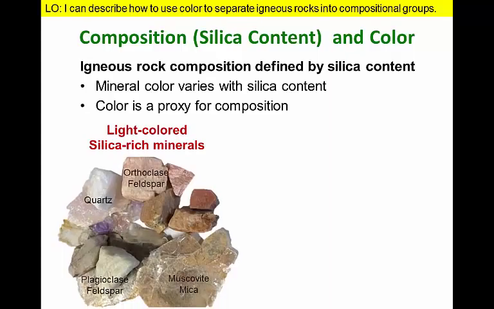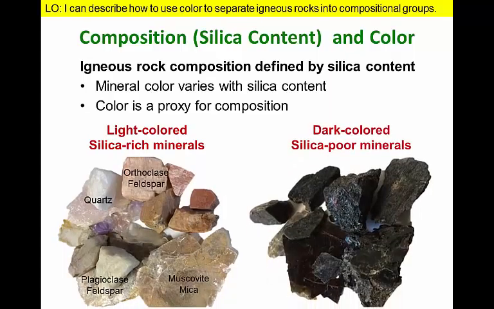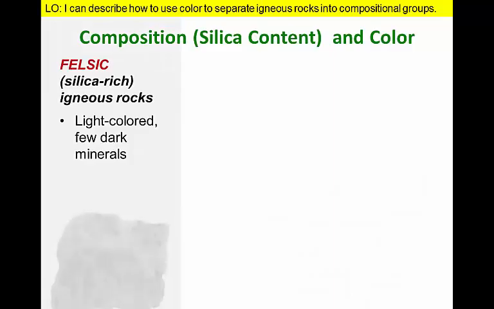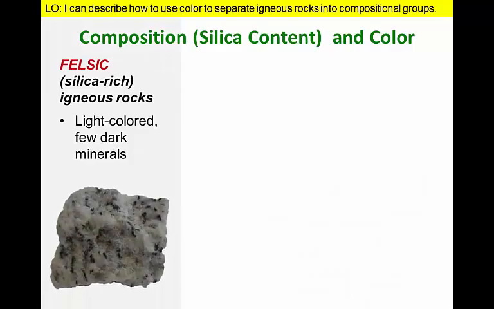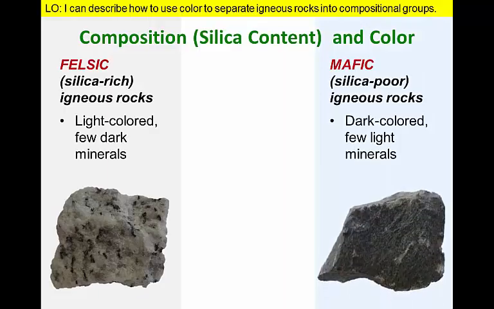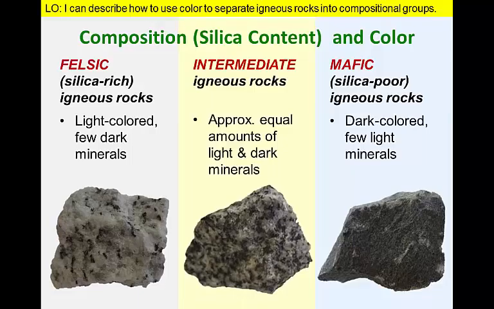Light-colored rocks are mainly composed of silica-rich minerals. In contrast, dark-colored rocks are made of silica-poor minerals. We use the terms felsic, mafic, and intermediate to label igneous rocks with high, low, or medium silica contents. Felsic igneous rocks are silica-rich and are dominated by light-colored minerals. Mafic rocks are darker, and intermediate igneous rocks contain roughly equal measures of light and dark minerals.